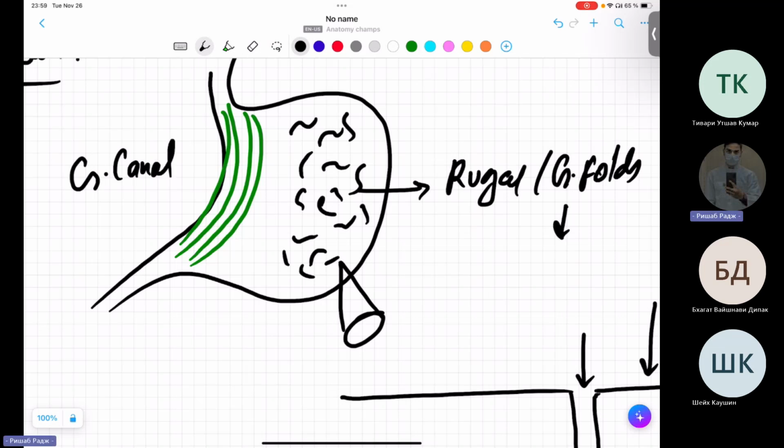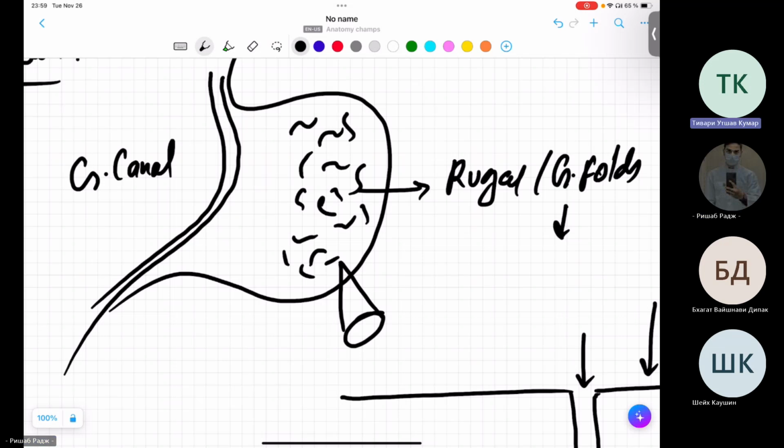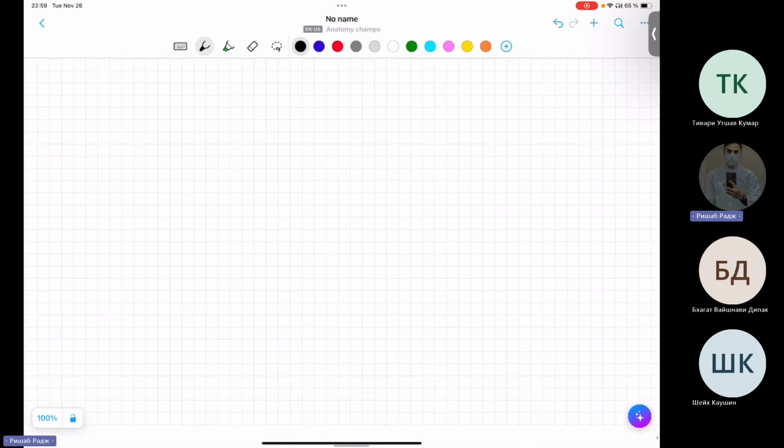See, if you drink water, your water will not be dancing everywhere and then go. No, it will just use this pathway and go to your duodenum. And the part which is used for rapid passage of fluids is known as the gastric canal. Okay. Now let's talk about the blood supply of the stomach.